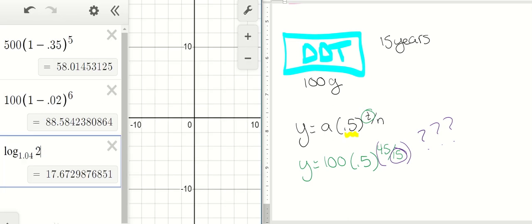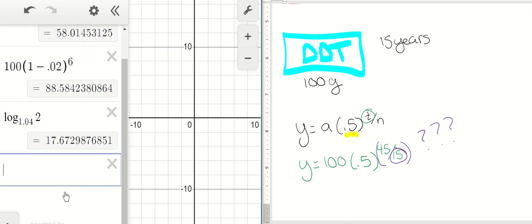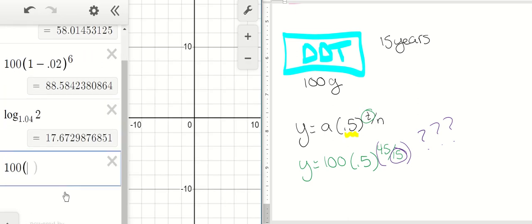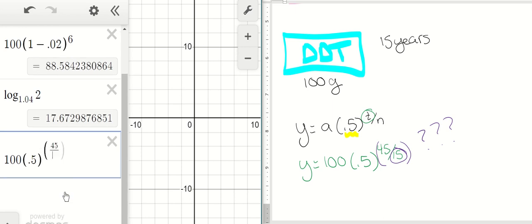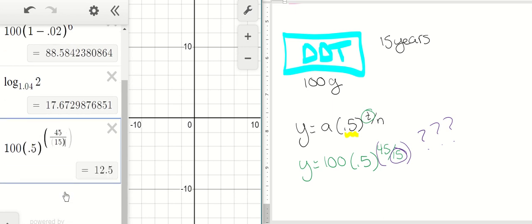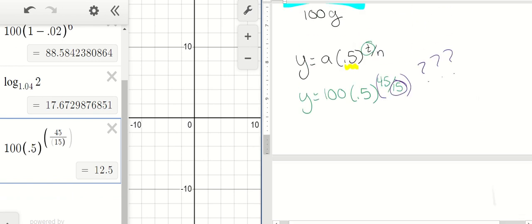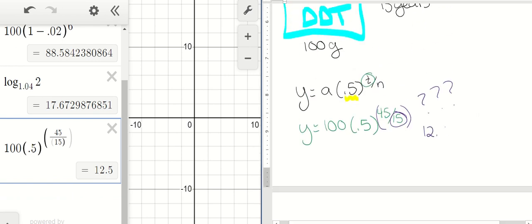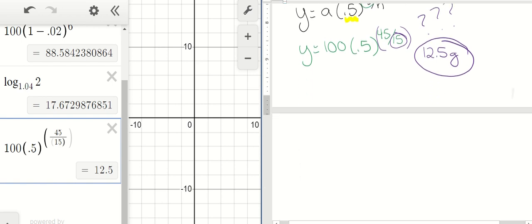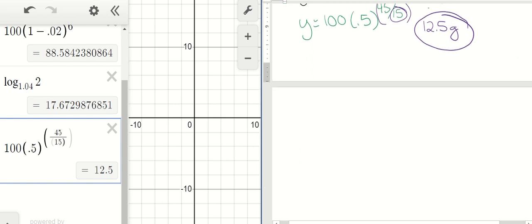Let's head over to Desmos and calculate the half-life based on the information we have. So 100 times 0.5 raised to the 45 divided by 15 gives us 12.5. So that means that we will have 12.5 grams of DDT after the time period of 45 years has gone by. So if you're saying, yo, I'm not here for this equation, I don't like it, I've got a backup plan for you. Let's make a table instead.